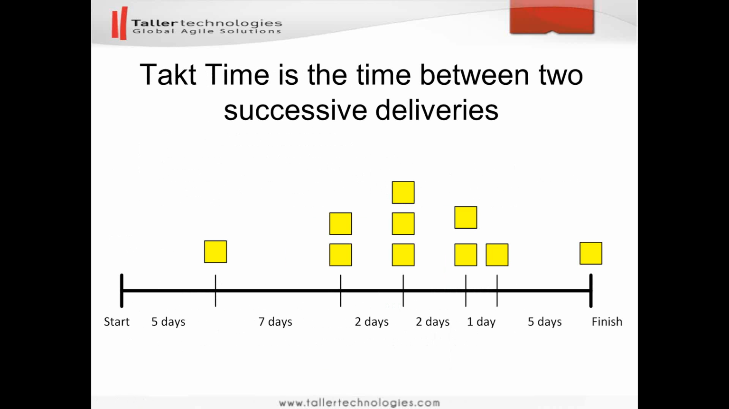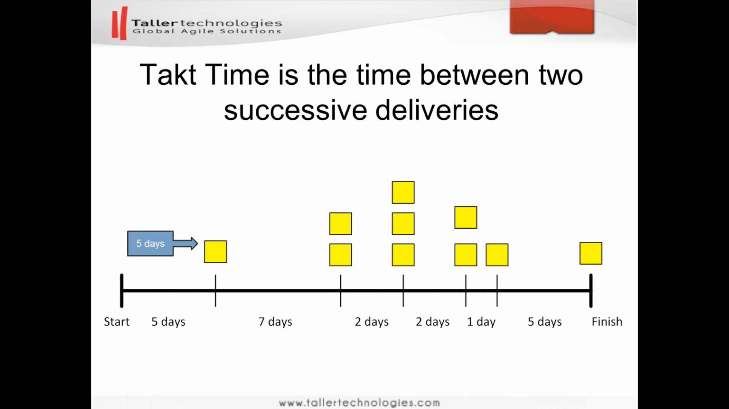So what is tag time? Tag time is the time between two successive deliveries. Here you can see a simple diagram presenting the delivery rate for a fictitious project. Each delivered work item is represented by a yellow box. On the left, we have the start date of the project, and on the right, we have the end date. We can see that 5 days after the project started, the first work item was delivered, and its tag time is 5 days.